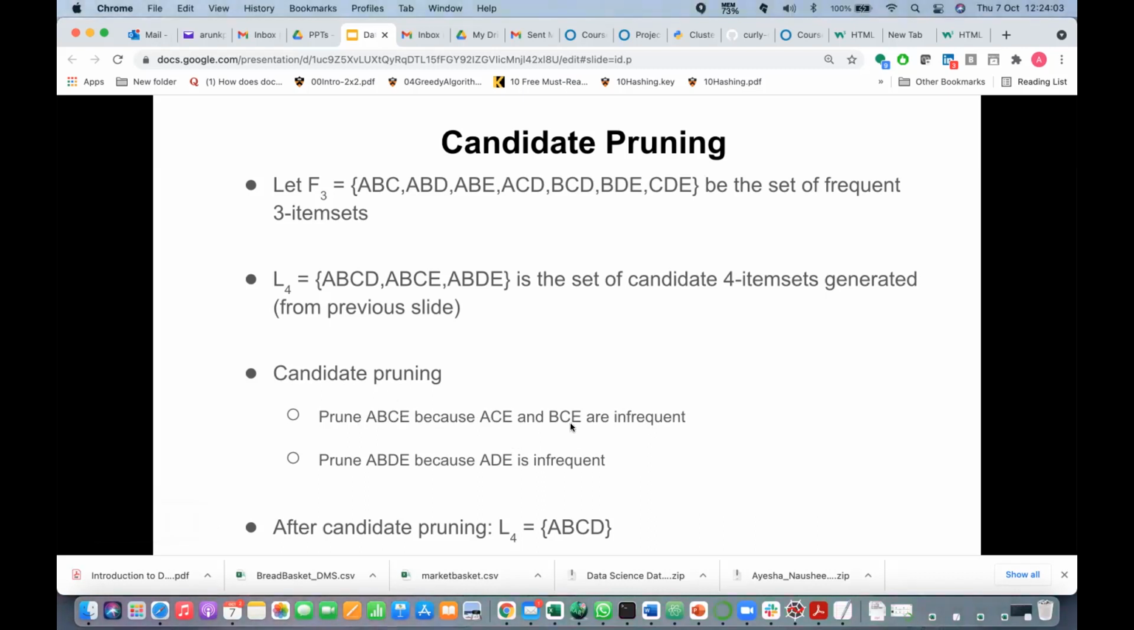So that's why they are taking out ACE and BCE. CE should be there. Then similarly, ABDE, DE should be there in both. Then you can find ADE and BDE, but ADE you don't find in F3. That's why it is infrequent. This is the superset of ADE, so it also will become infrequent. Right.